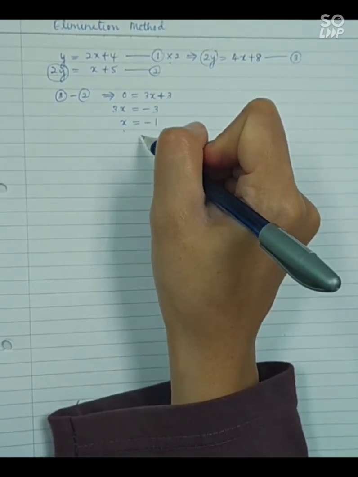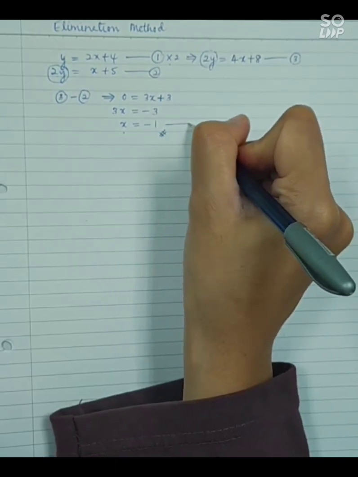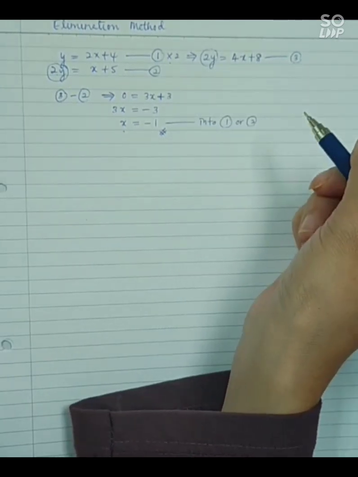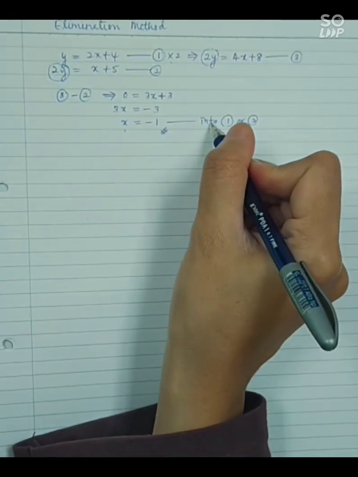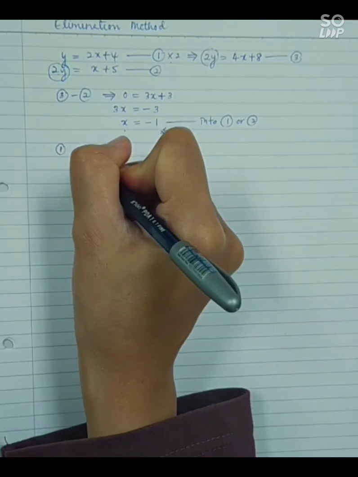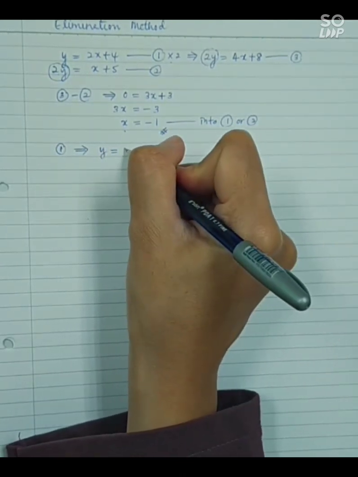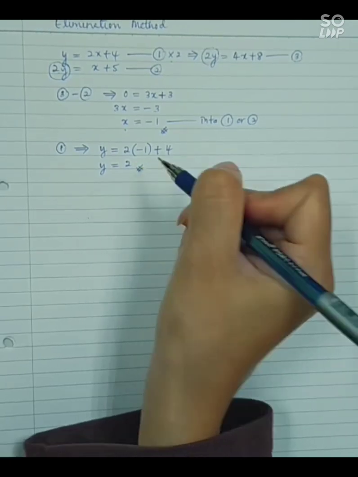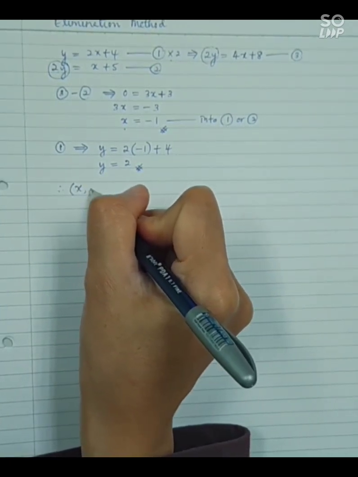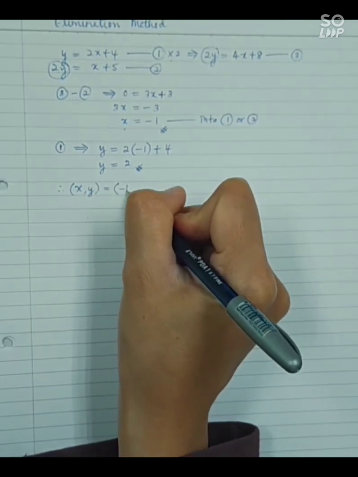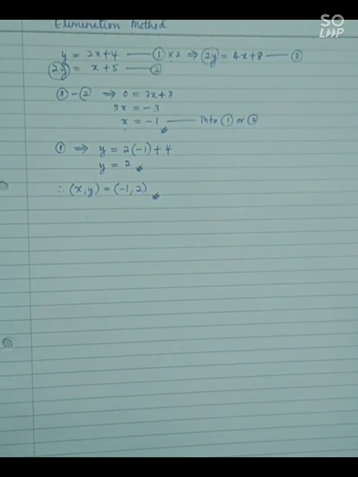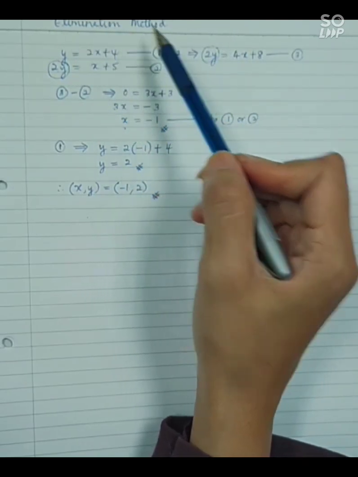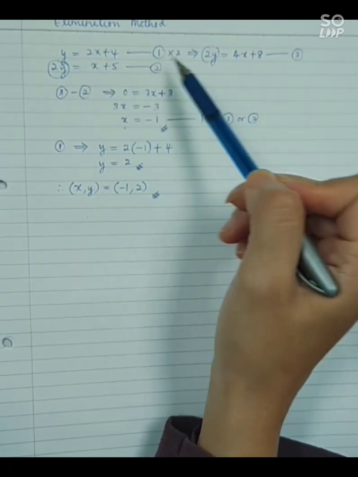Once you have the x value, you can simply replace it back into 1 or 2, no problem. Let's say we replace this into 1. From equation 1, we will get y equals 2x plus 4, x is negative 1, so y is 2. And we will get the same answer as before, which is negative 1, 2.